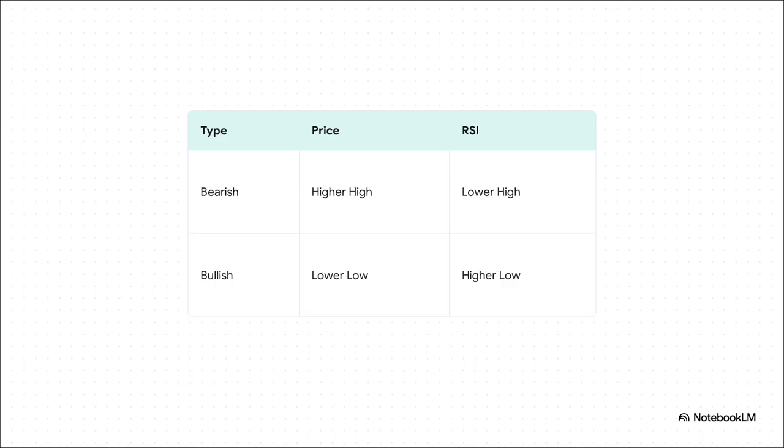First, you have regular bearish divergence. This is when the price pushes up to make a higher high, but the RSI totally fails and prints a lower high. Right, and the exact opposite of that is regular bullish divergence. That's when the price drops to a lower low, but your RSI shows this hidden strength by actually printing a higher low.